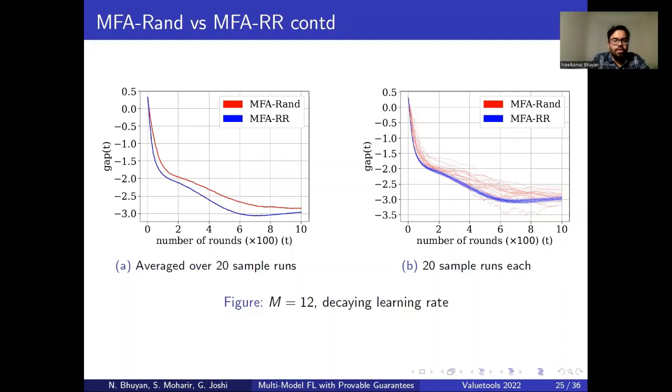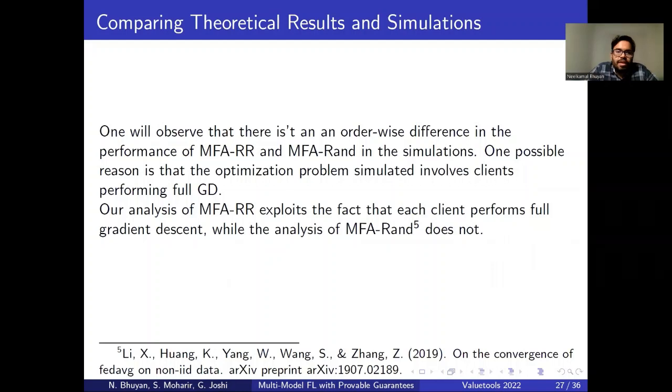Due to lack of time, we do not present the entire set of simulations, but here is a glimpse of what we observed. For the case of M equal to 12 and decaying learning rate, we observe that MFARR has much less variance compared to MFRN, as you can see from subfigure B. Also from subfigure A, we can see that MFARR performs slightly better compared to MFRN. One might observe that there isn't an order-wise difference between MFARR and MFRand.